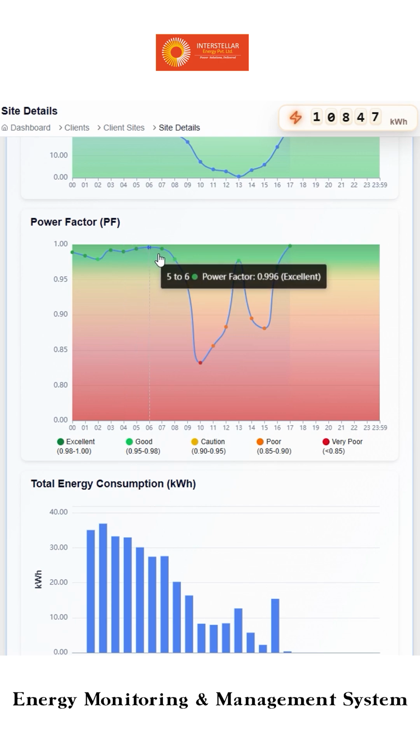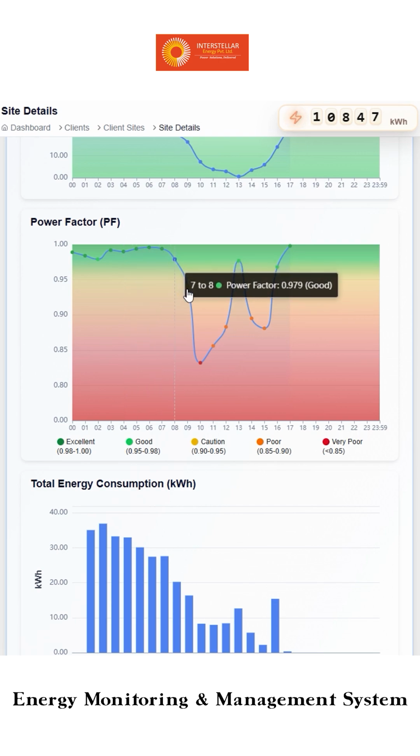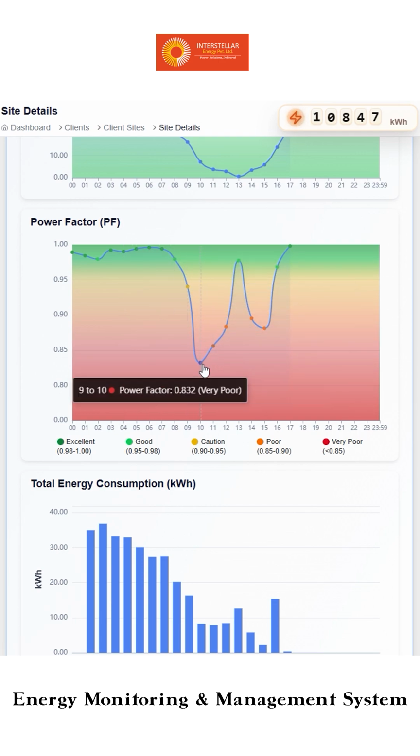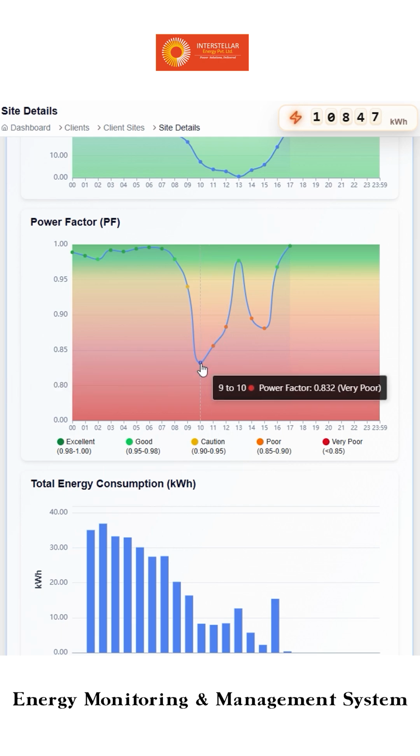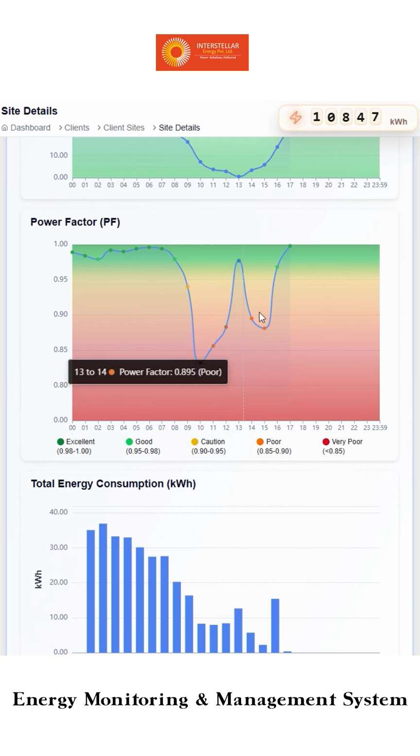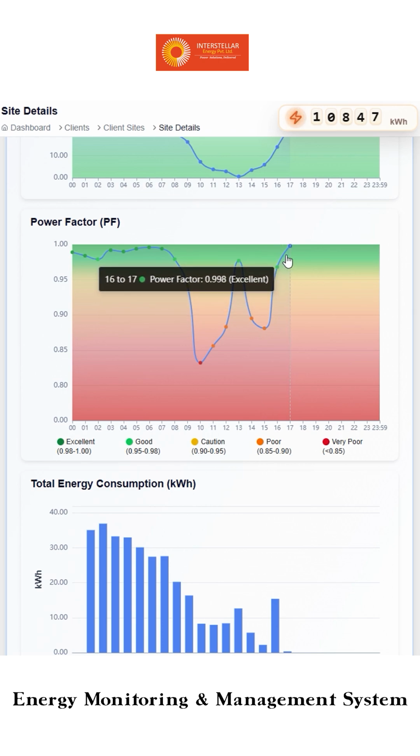However, in some conditions, it is seen to drop slightly. This can happen when the load fluctuates or when there is a torque-related load change. But under maximum conditions, it should ideally remain in the excellent range, above 0.997. If it drops below this level, we should identify the cause and correct it. For this reason, daily or live monitoring is necessary.